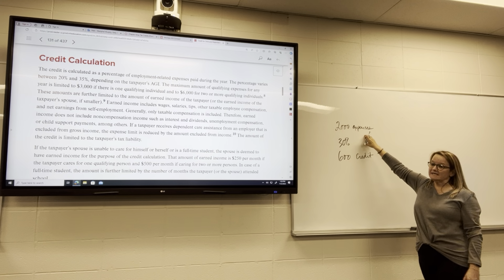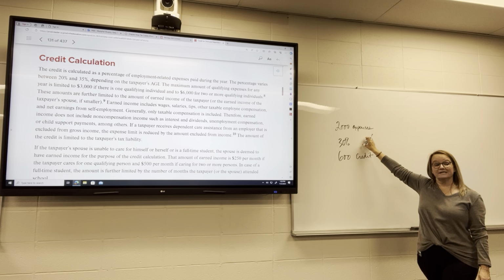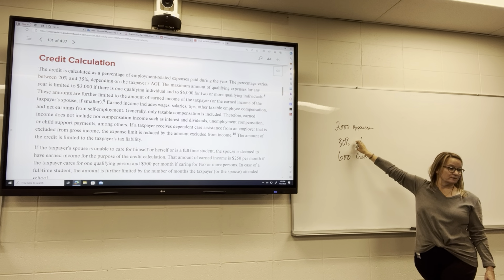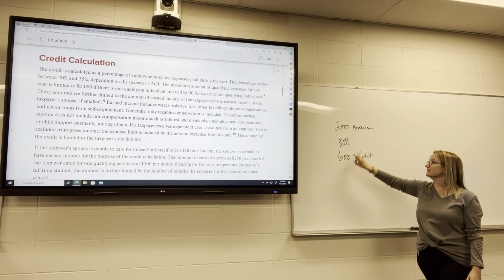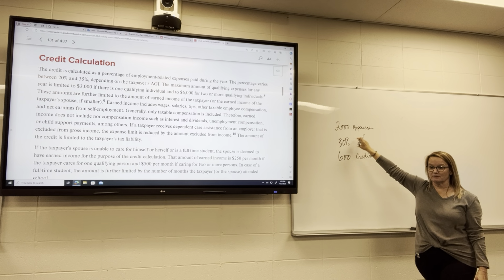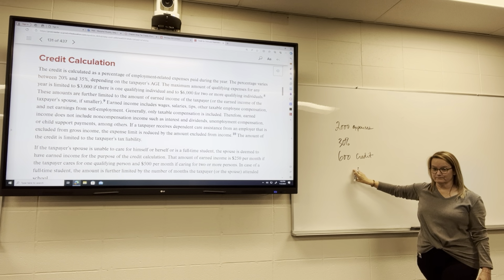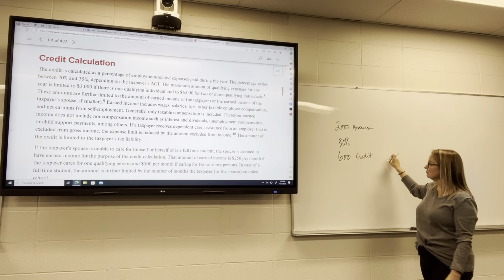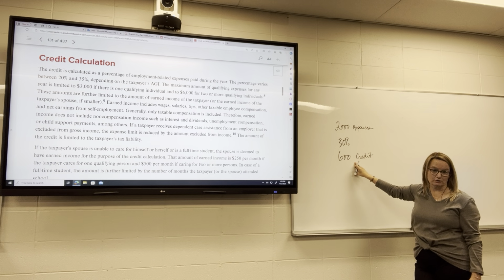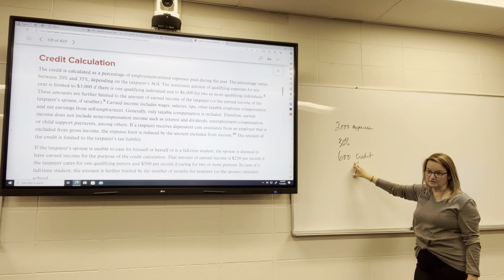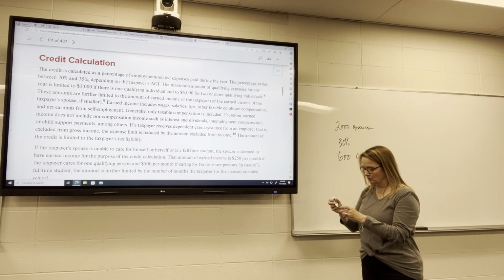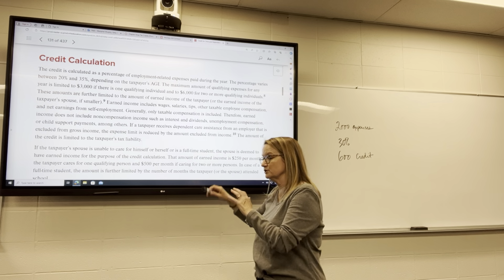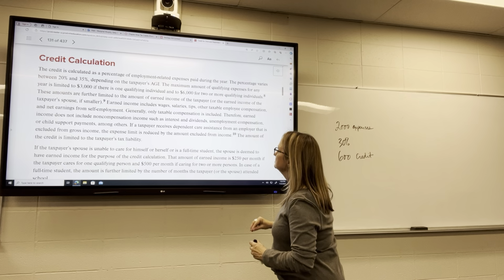So you're not getting a credit dollar for dollar for each of the expenses that you incur. In order to calculate the credit, it's going to be based on a percentage of your expenses. Okay? But the credit will reduce your taxes dollar for dollar once it is calculated. You'll see in a second, when we look at the chart, it's a little bit easier to conceptualize.